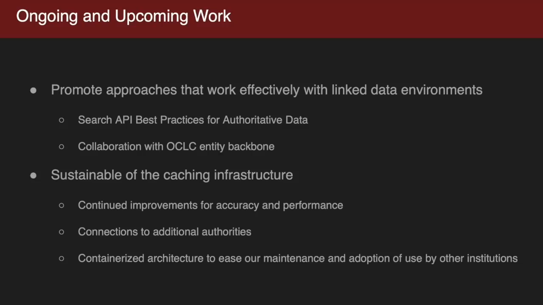For this, we're leading a working group that is exploring best practices for providing a search API for authoritative data, and we are collaborating with OCLC's Entity Backbone and Entity Management Advisory Group. The other primary goal is to work toward hardening the caching infrastructure for long-term sustainability. This includes continued improvements for accuracy and performance, adding connections to additional authorities, and moving to a containerized architecture that will ease our maintenance process and make it easier for other institutions to stand up caches of their own.